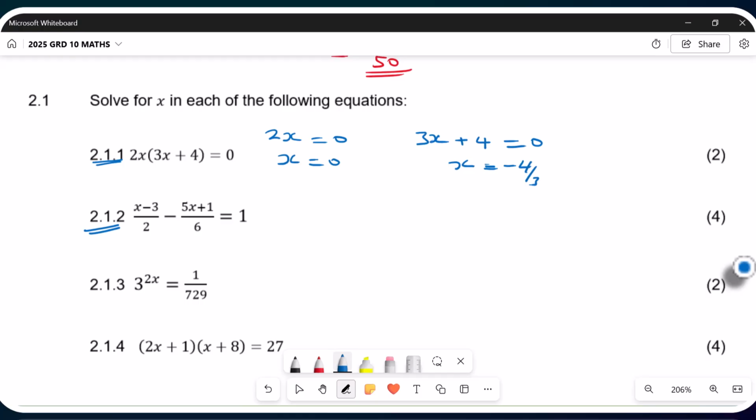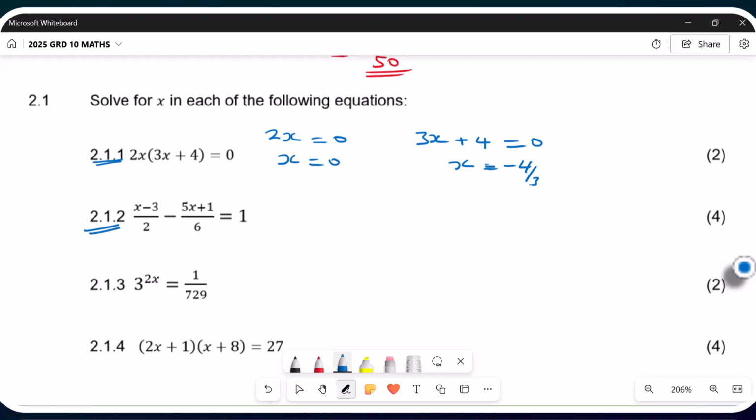Are we together? Yes, the LCM. The LCM of 2 and 6 is, okay, so next question is, what do you think? We can use 12. And how do we do that now?